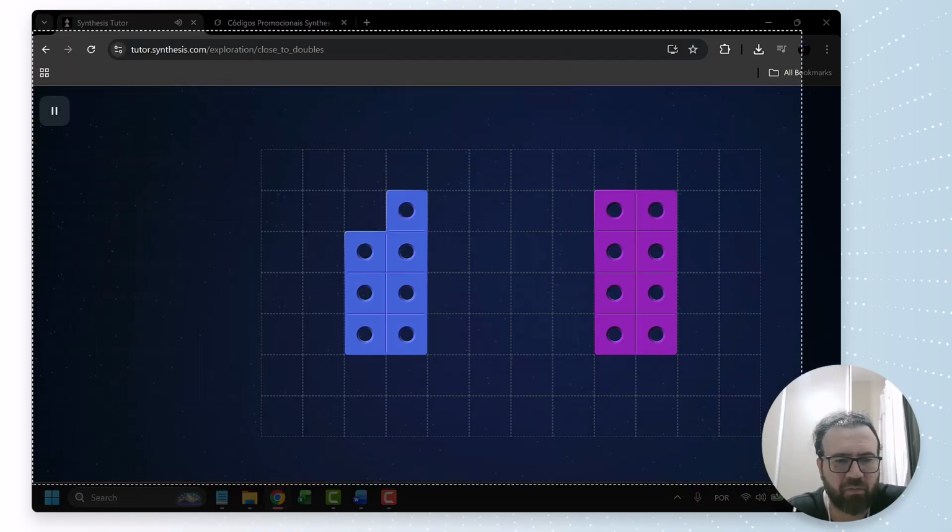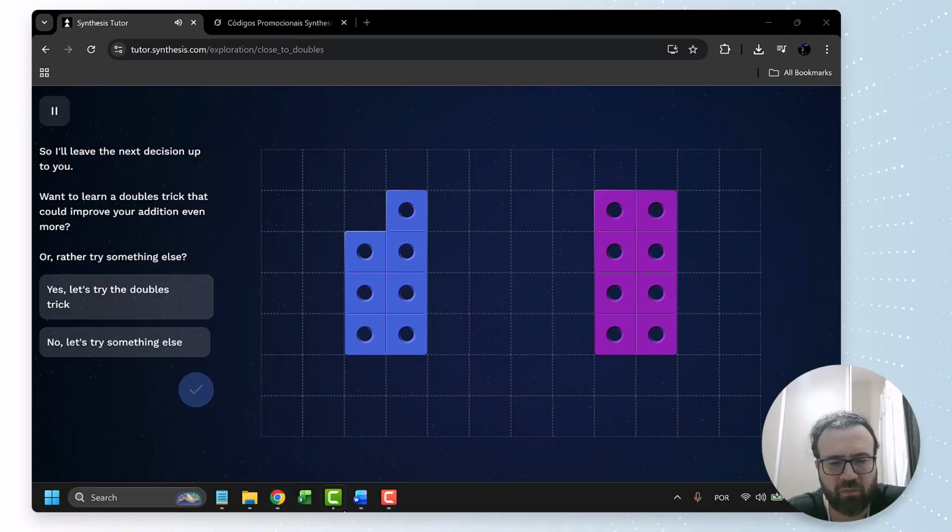So I'll leave the next decision up to you. Want to learn a doubles trick that could improve your addition even more?